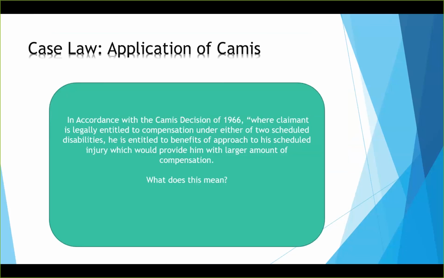In accordance with the Camus decision of 1966, where the claimant is legally entitled to compensation under either of two scheduled disabilities, he is entitled to the benefit of approach to his scheduled injury, which would provide him with a larger amount of compensation. What does this mean?